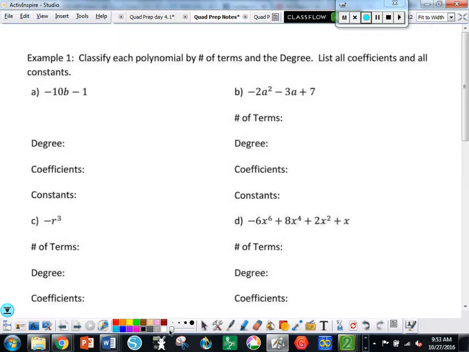Right here it asks you by type, I think. And then underneath degree it says number of terms. I've combined both of those into one question on my notes, so I'm sorry if that's confusing. We're going to do part A and part B at the same time. Looking at this, the type means classify it by the number of terms. So this one has how many terms? 2. So a 2-term something is called a what? A binomial. So the type would be a binomial.